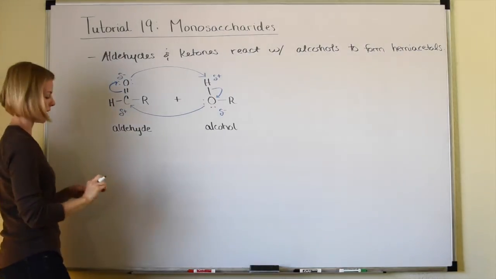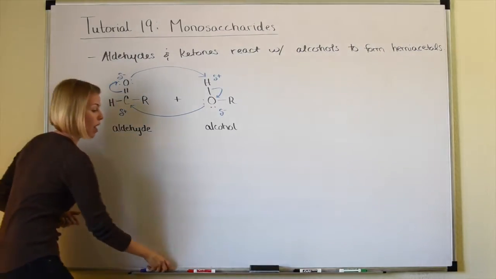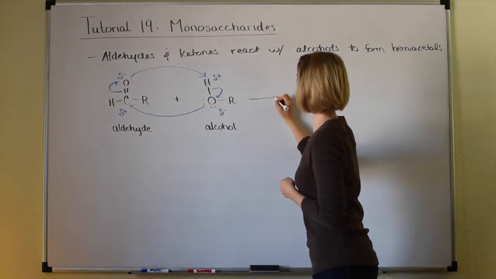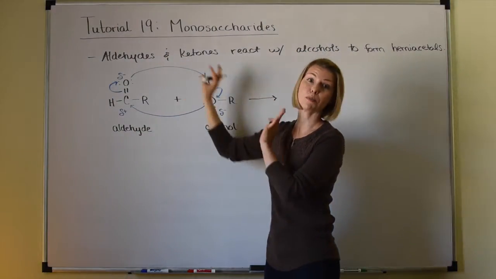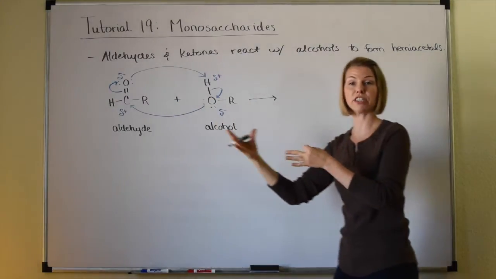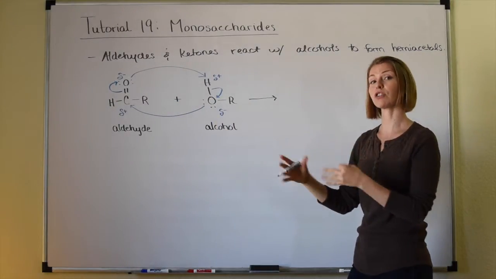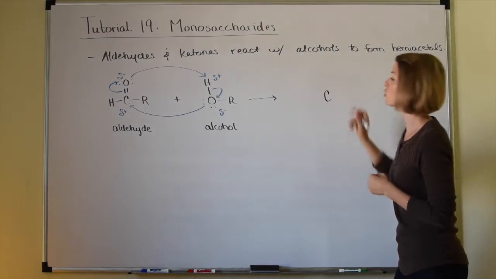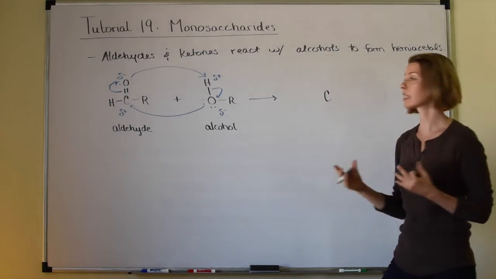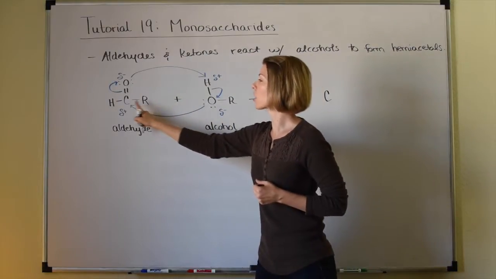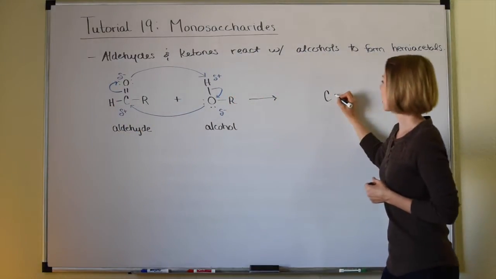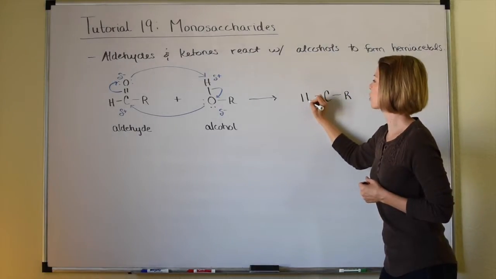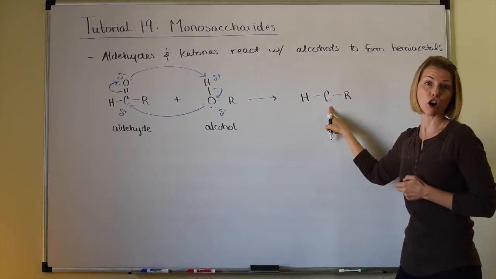Okay, so what do we get as our final product? So again, this is not a true mechanism, just a method to help you understand where bonds are forming and where bonds are breaking. So what you want to do over here when you're trying to draw your hemiacetal product is go ahead and draw the R and the H, because those didn't change. They're still bound to that carbon.